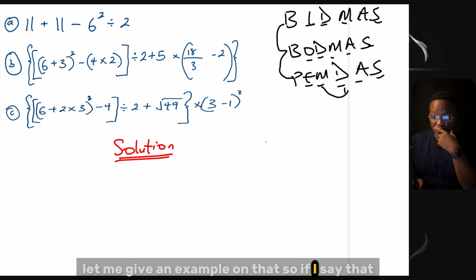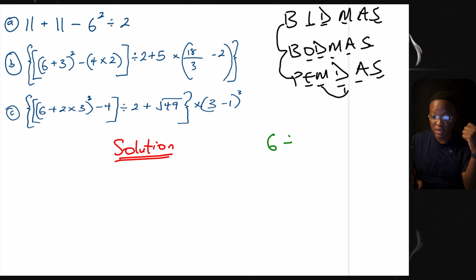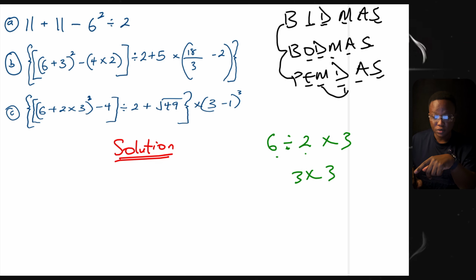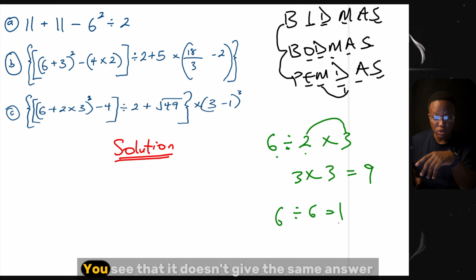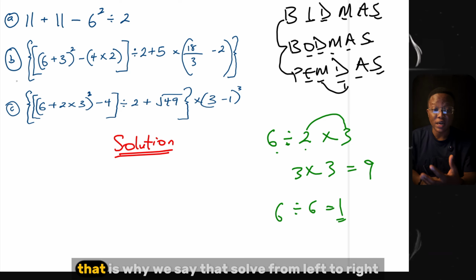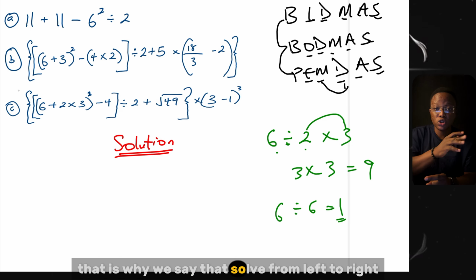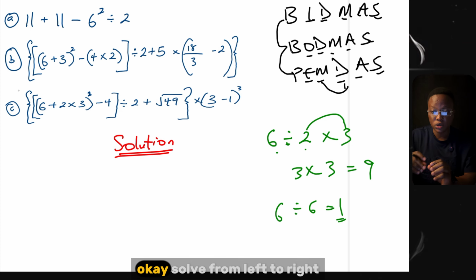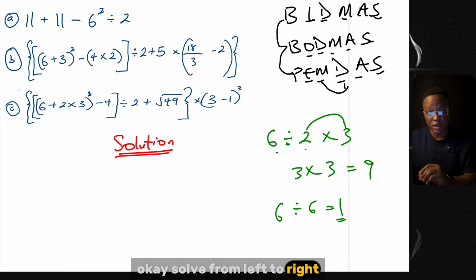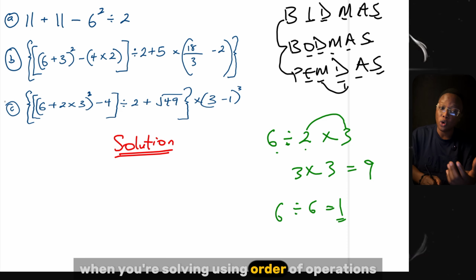Let me give an example. Let's say I say 6 divided by 2 multiplied by 3. I'm going to say 6 divided by 2, that's 3, multiplied by 3, that is 9. However, if I say 2 multiplied by 3, that is 6, and I say 6 divided by 6, that is 1. You see that it doesn't give the same answer. That is why we say solve from left to right. Okay? Solve from left to right when you're solving using order of operations.